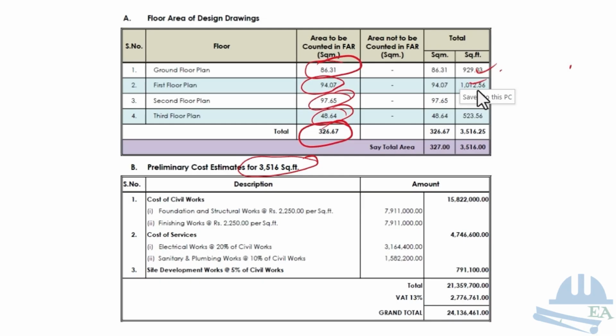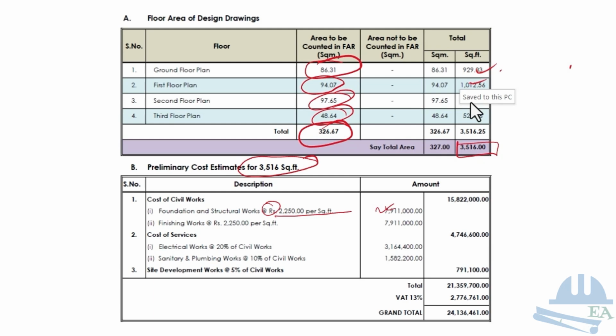For example, here the cost of the civil works, foundation and the structural works, are done at 2,250 rupees. This is Nepali rupees per square feet. You have got the total square feet area over here. You multiply this with 2,250, then you get this value. Similarly, finishing works. After the structure is done, the finishing work, the brickwork, plastering, painting, doors and windows, and the flooring works, that also you do at 2,250.